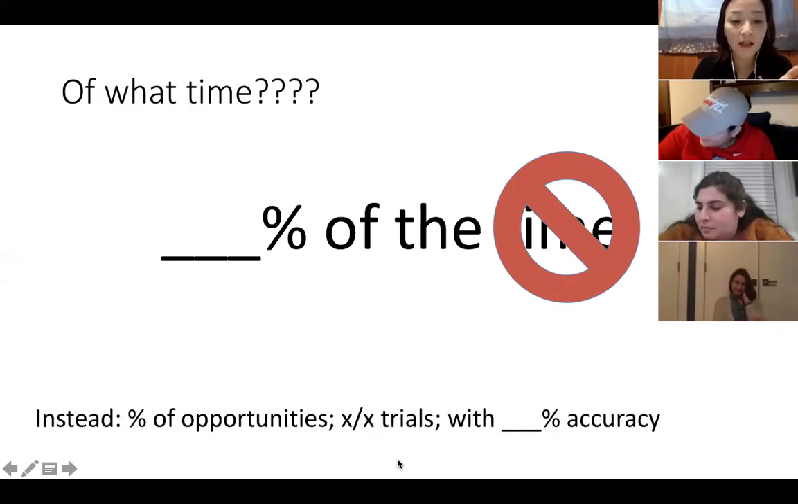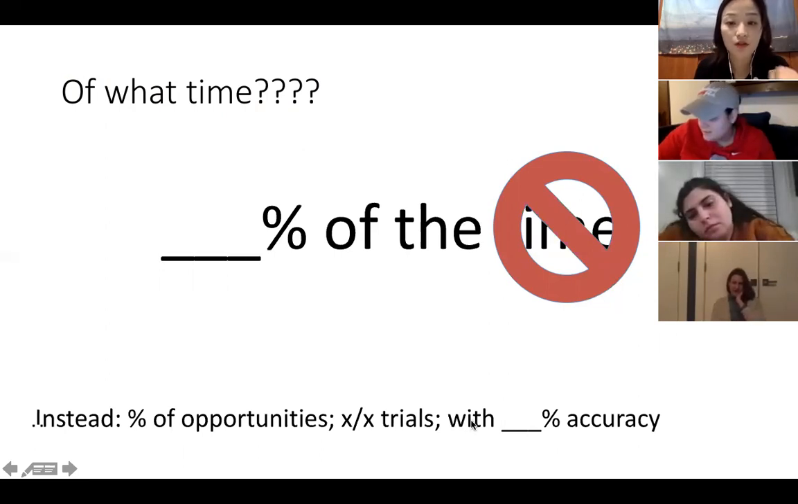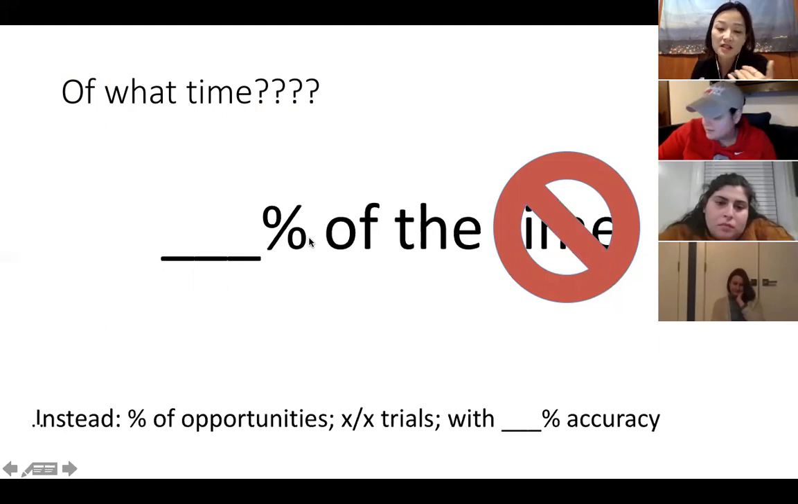Instead, you can say percentage of opportunity, or X out of X trials, or percentage accuracy, or percentage correct. So you have to be really specific after the percentage. Percentage of the time, that is the horrible description.